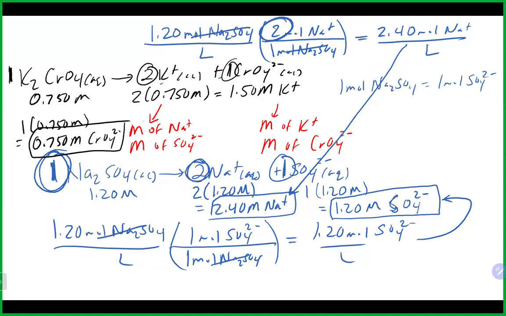Same idea, when this goes for a swim, you get twice the amount of potassium as you do chromate. So it's twice as concentrated in potassium than it is in chromate. Any questions on those there?